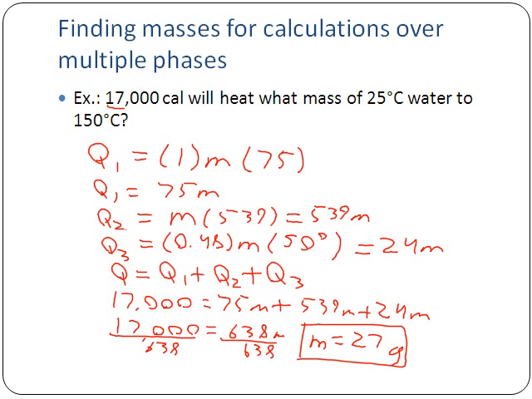And so if we added 17,000 calories to 27 grams of water at 25 degrees Celsius, it would end up exactly at 150 degrees Celsius. And that's how you work out a problem where you don't know the mass on all of them. And so that finishes up this lesson.